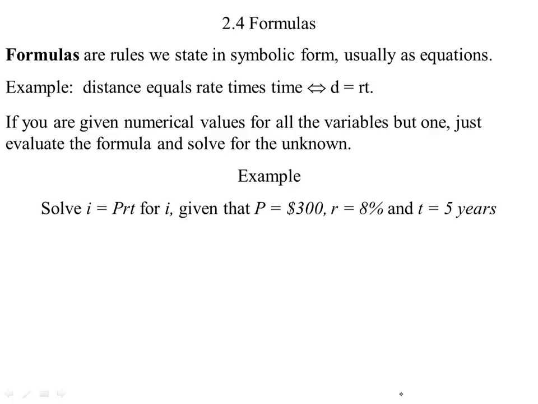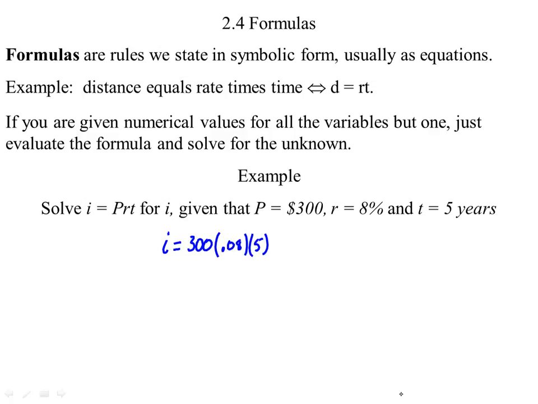So, look at the directions for this problem. It's kind of tricky to read, and that's why I put it on here, because this is how you're going to see it on the test. It says solve this formula for I. So in other words, you're going to take the interest formula and figure out how much interest is going to be accumulated. Okay? So I is equal to your principal, which is 300, times your rate, which is 0.08 or 8%, times your time, which is 5 years.